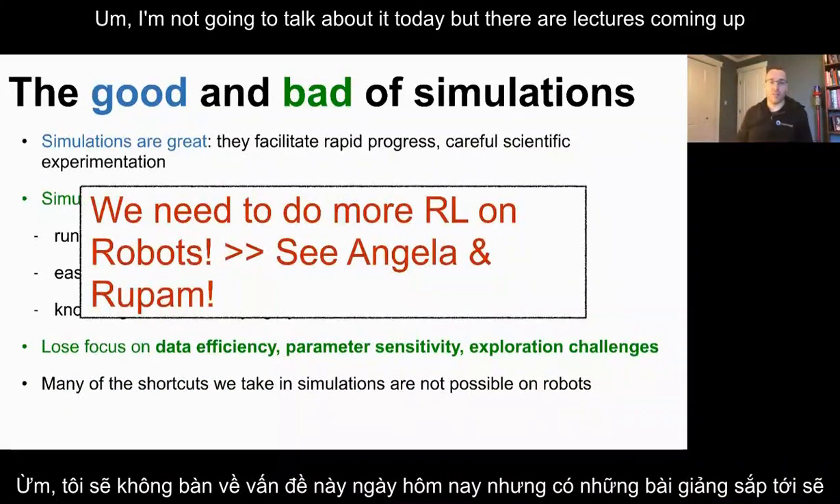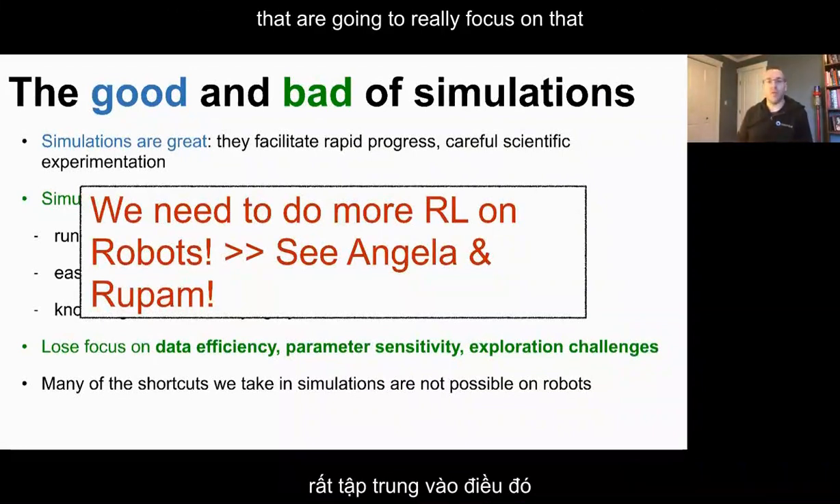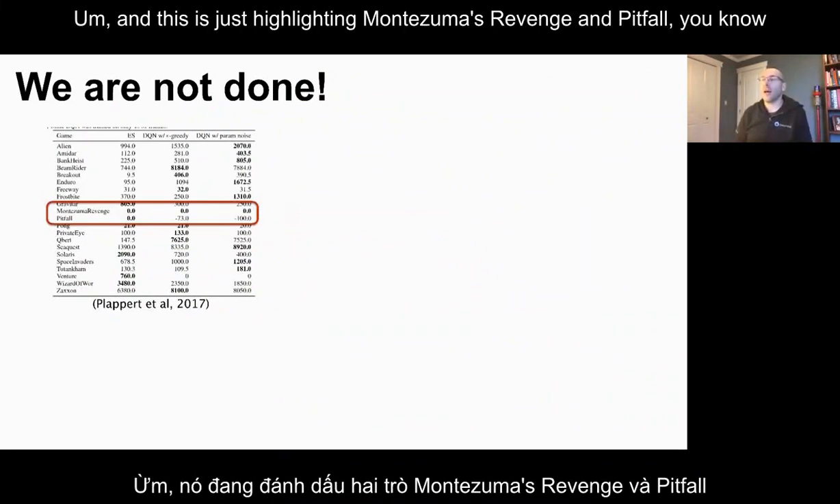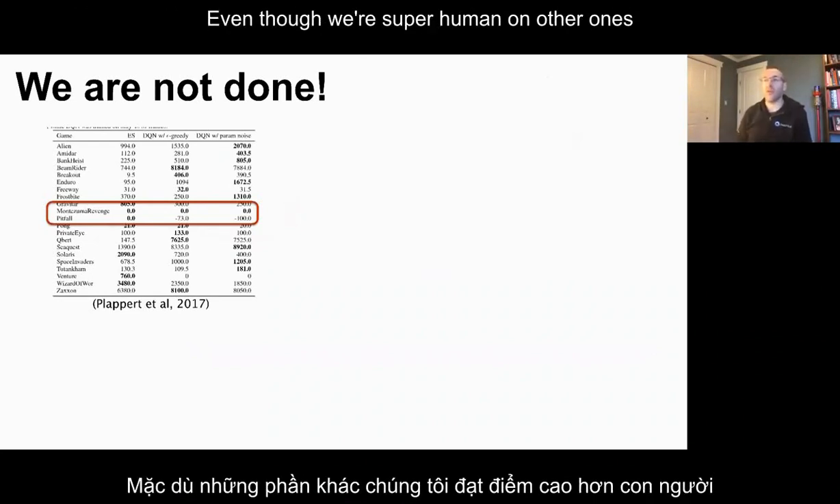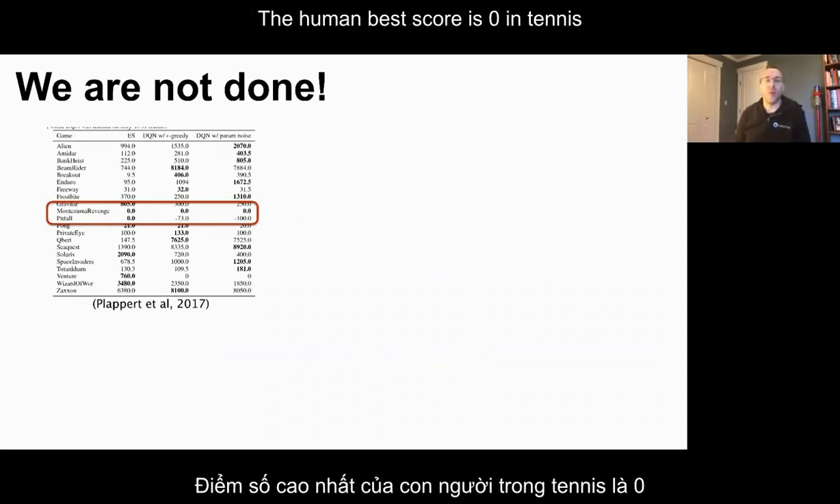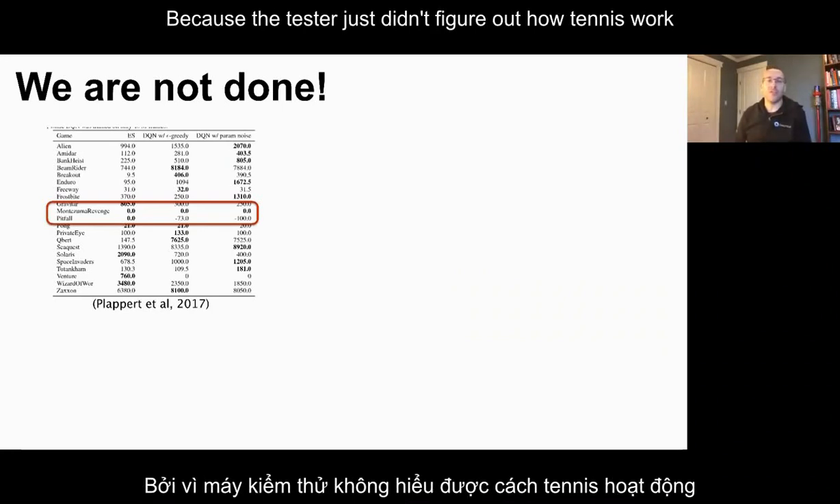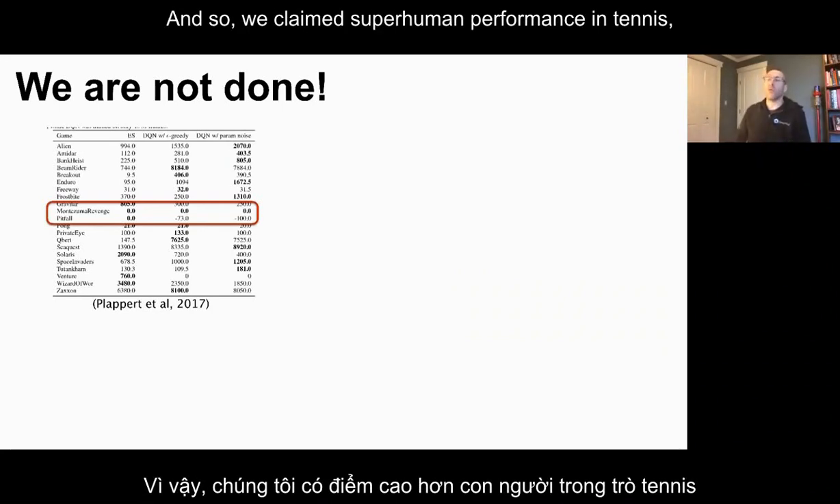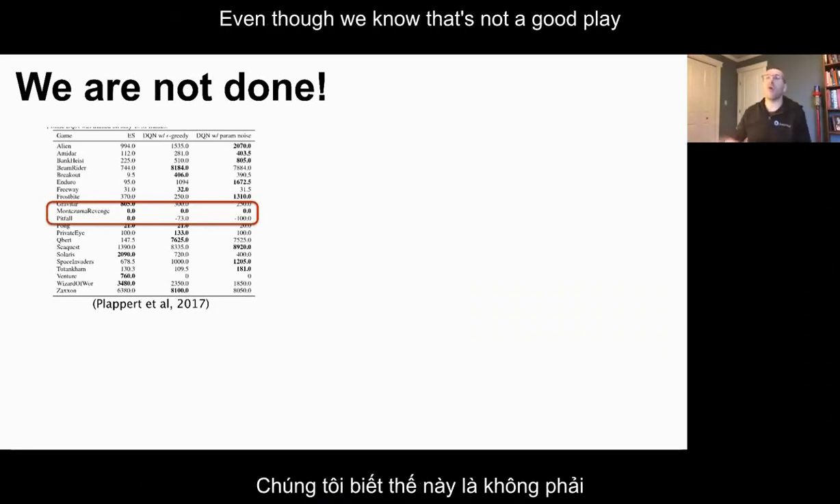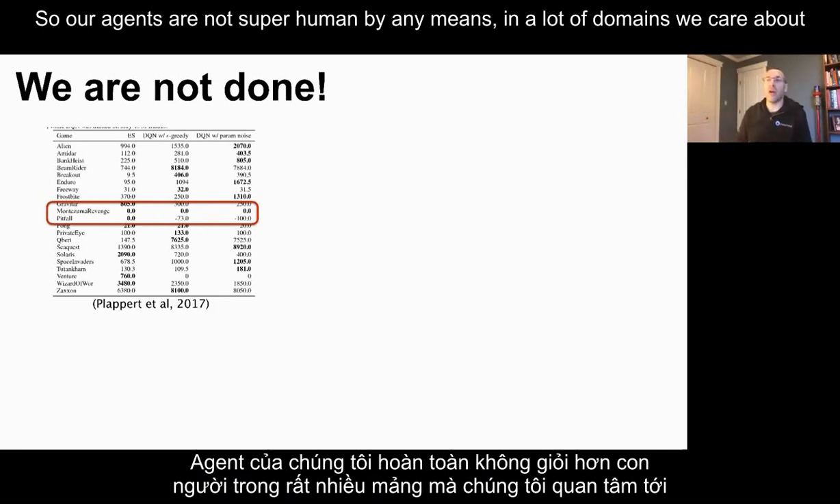I'm not going to talk about it today, but there are lectures coming up that are going to really focus on that. And we're not done, right? This is a table of results with DQN, and this is just highlighting Montezuma's Revenge and Pitfall. We're getting scores of 0, even though we're superhuman on other ones. And there's even other less known things like tennis. The human best score is 0 in tennis because the tester just didn't figure out how tennis worked. And so we claim superhuman performance in tennis because we get a score of 1, even though we know that's not good play. So our agents are not superhuman by any means in a lot of domains we care about.